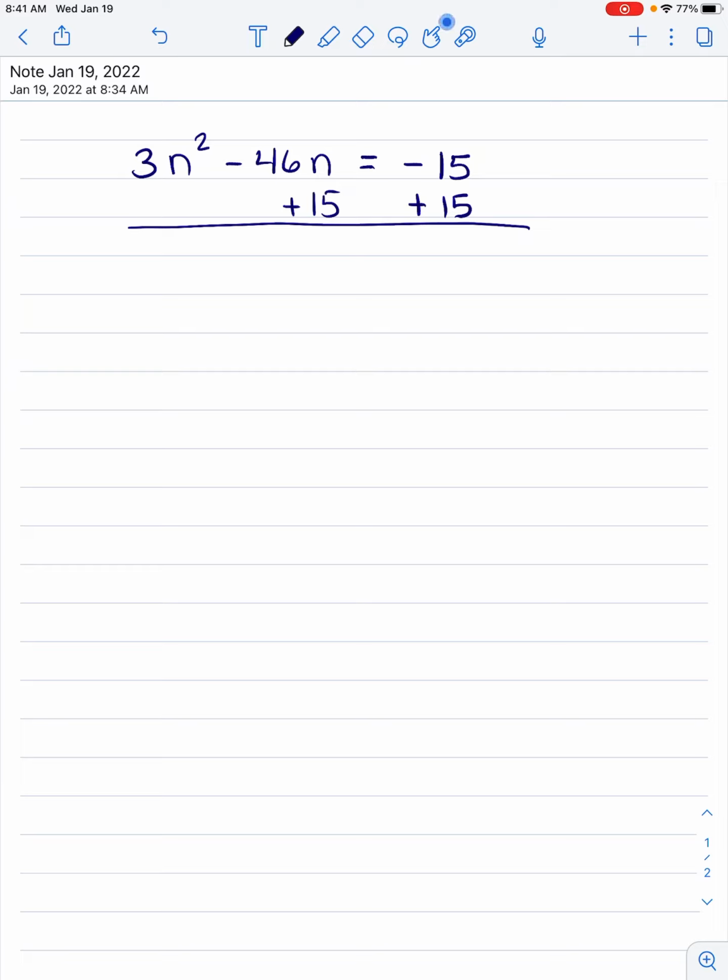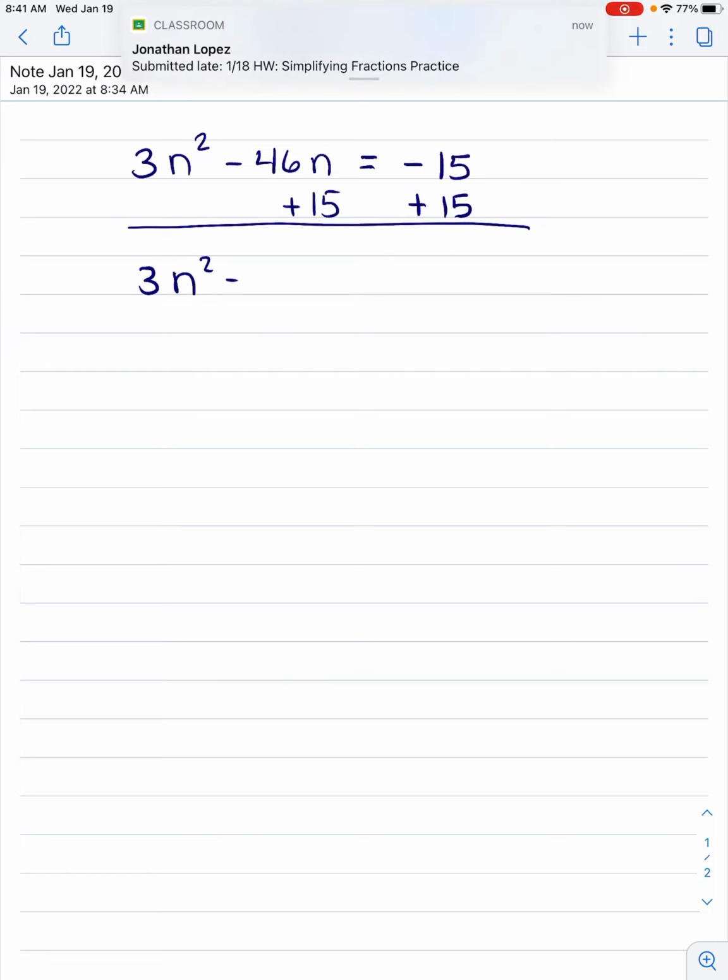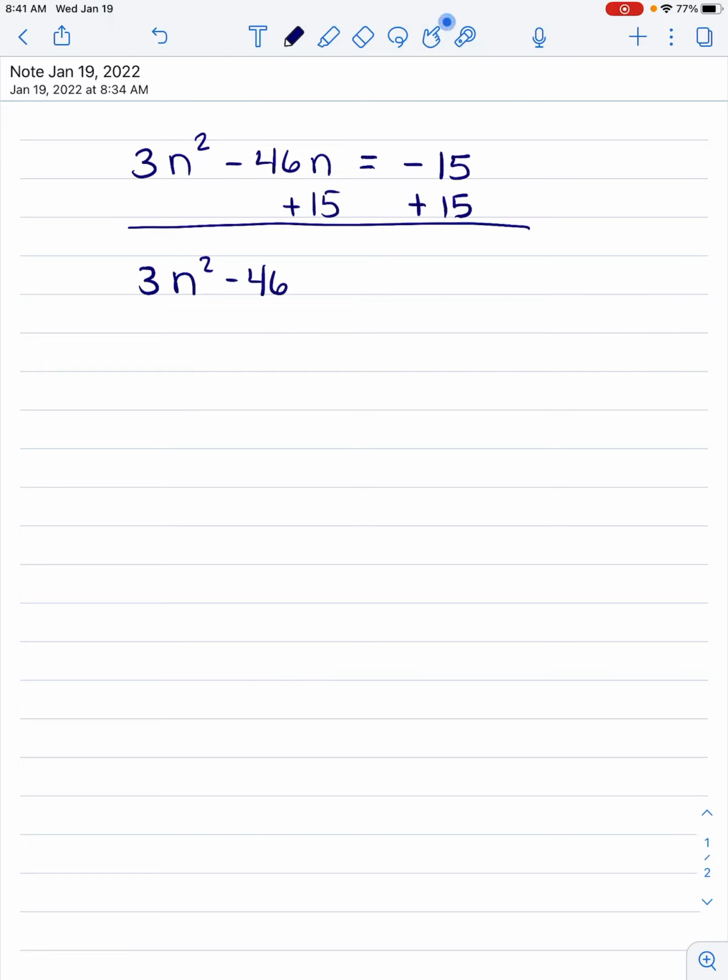What is that going to leave me with? It's going to leave me with 3n squared minus 46n plus 15 equals 0. And once I set my quadratic to 0 and I factor it into two binomials, I know that I can set each of those binomials to 0 in order to solve. And we'll just talk about why that is in a minute. But let's tackle this factoring.